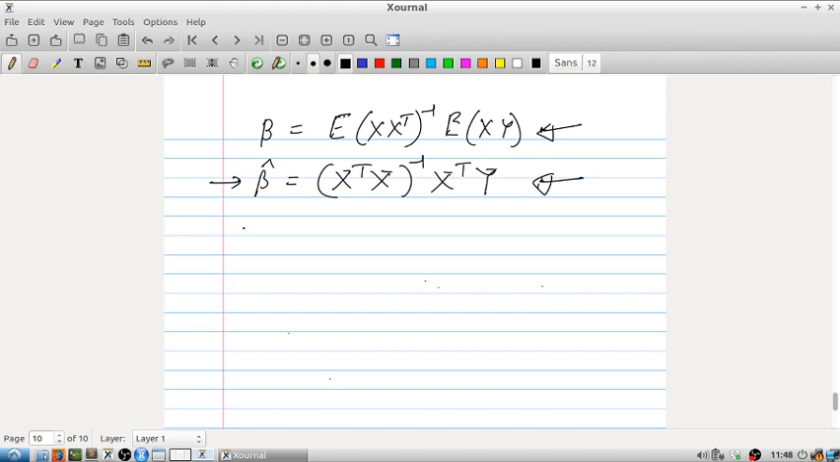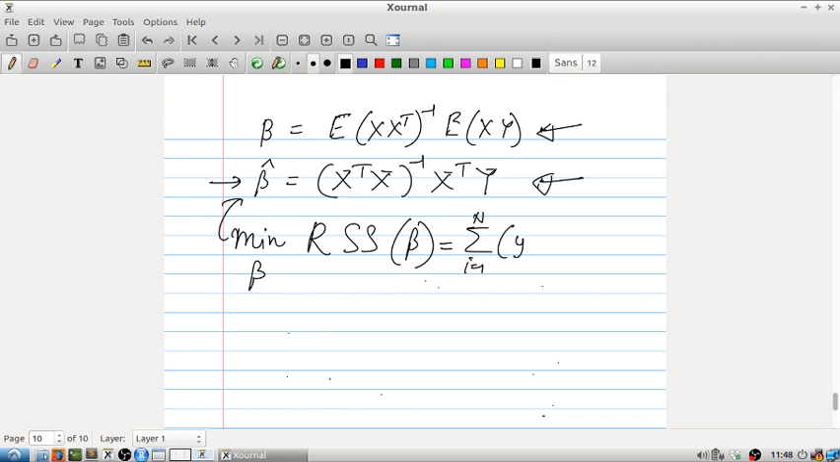So what is beta hat? If you minimize over all betas your residual sum of squares, you will get beta hat. This is the right beta hat that you're supposed to get. So what is the residual sum of squares? Let me write it first in the non-matrix form. It is the sum over i equal to 1 to n of yi minus xi transpose beta, squared, right?